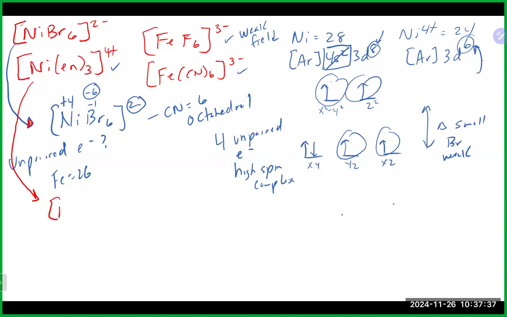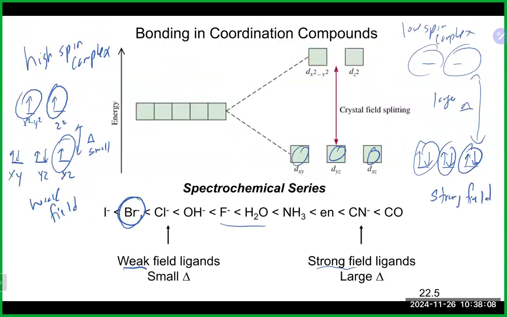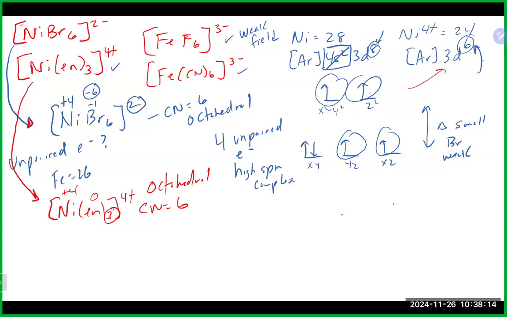So here we have Ni(en)3, 4 plus. Coordination number here is going to be 6. Remember, en is bidentate, and there's 3 of them, which means we do have a coordination number of 6. This also will be our octahedral splitting. En is 0, which means that the nickel here also still has the +4 as it did above. So we will end up with the same number of electrons that need to be distributed. The difference here, though, is we have en, which is more of a strong field ligand.